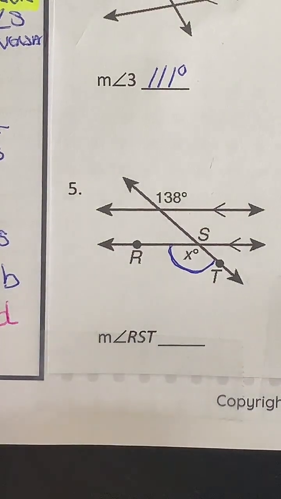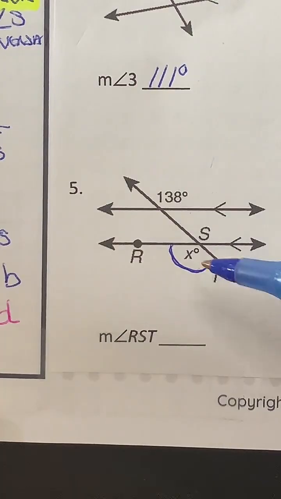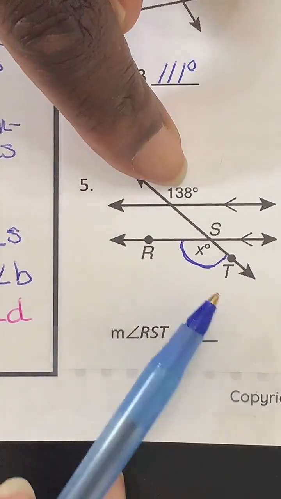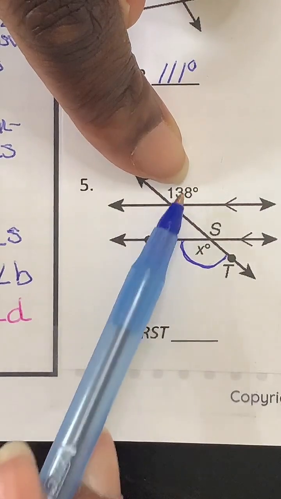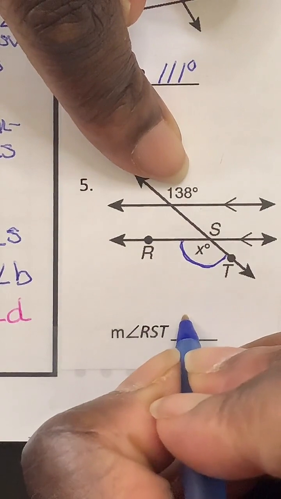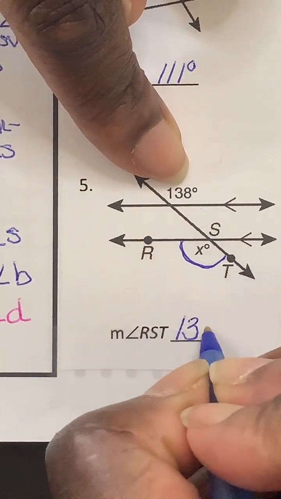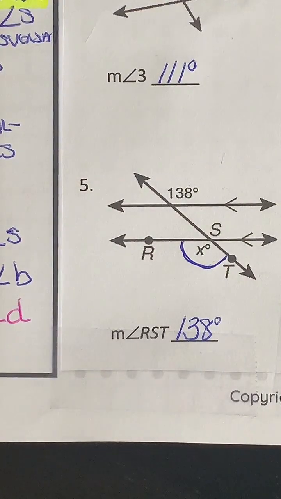How are you? Okay. So we have alternate exterior angles. Alternate, one's on one side, one's on the other side. Exterior because we're outside the parallel lines. So they are also congruent. So 138 degrees. Nicely done, guys.